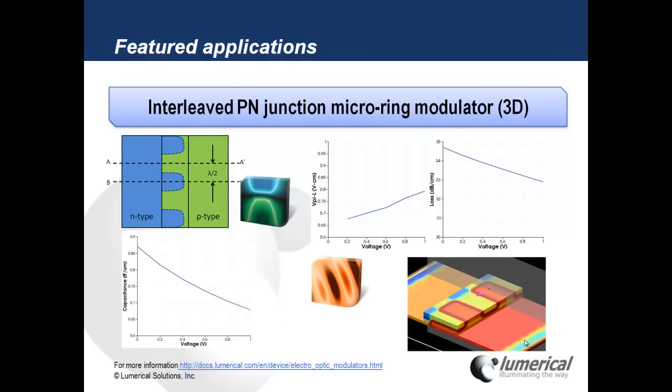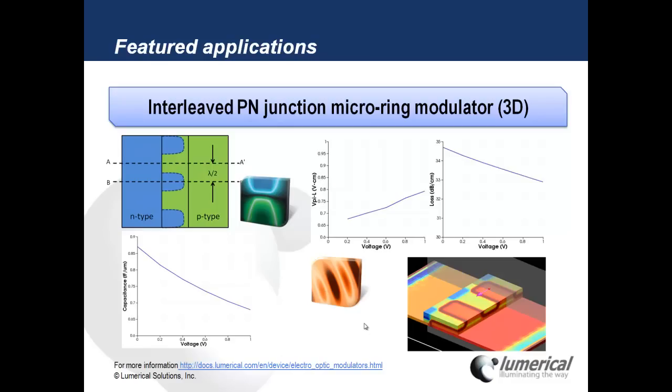Another type of interesting modulator is a three-dimensional interleaved PN junction microring modulator. Here we have this interleaving, which requires a three-dimensional simulation with DEVICE. And again, we can calculate the electron hole density throughout the device as well as the capacitance of the device.